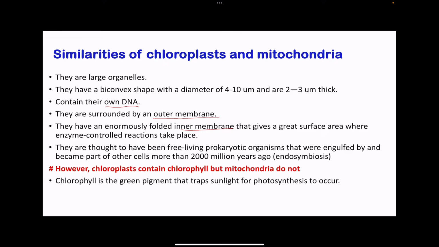have been free-living prokaryotic organisms that were engulfed and became part of cells more than 2,000 million years ago, and this is through the endosymbiosis theory. However, chloroplasts do contain chlorophyll, but mitochondria do not. Chlorophyll is a green pigment which traps sunlight in order for photosynthesis to occur.